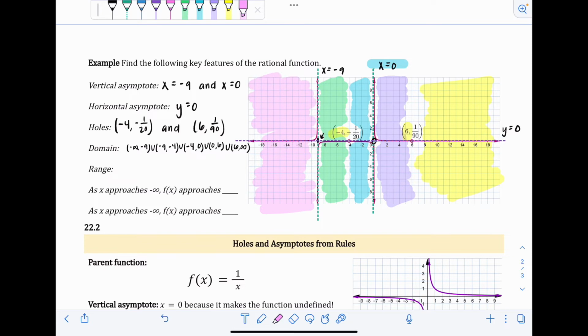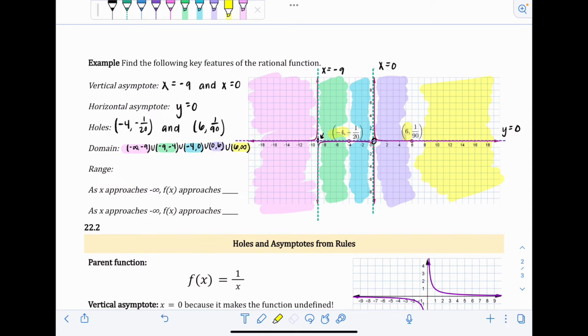Okay, so the far left section, the one that was in pink, is negative infinity up until the first asymptote, -9. That green section on the graph is from the asymptote x equals -9 until the hole at x equals -4. The blue section is from the hole x equals -4 until the next vertical asymptote, x equals 0. The purple section is from that vertical asymptote x equals 0 until the next hole, which is at x equals 6. And then the last section is from the hole to the right, so that was from x equals 6 to infinity.